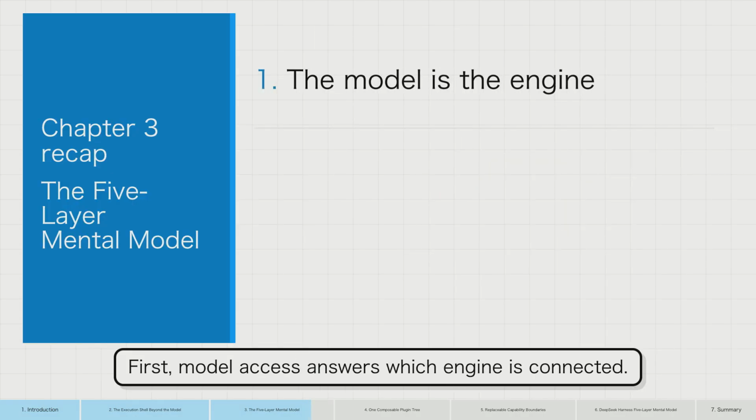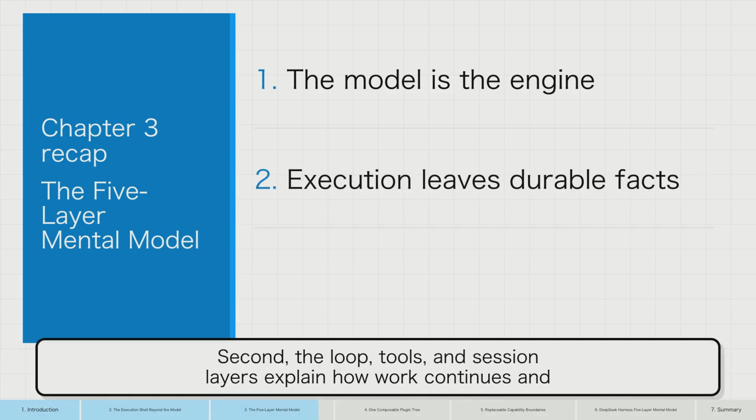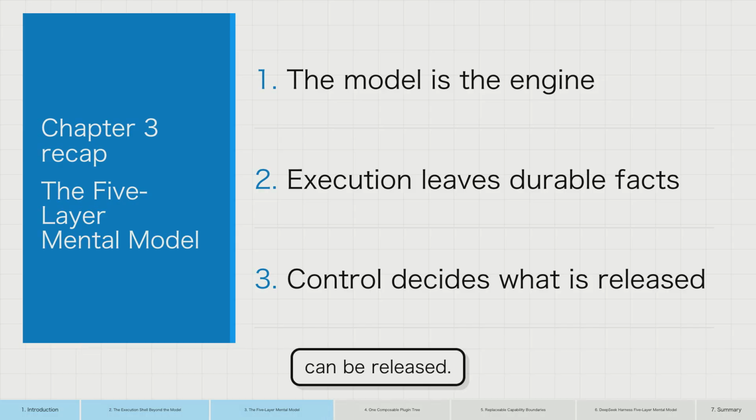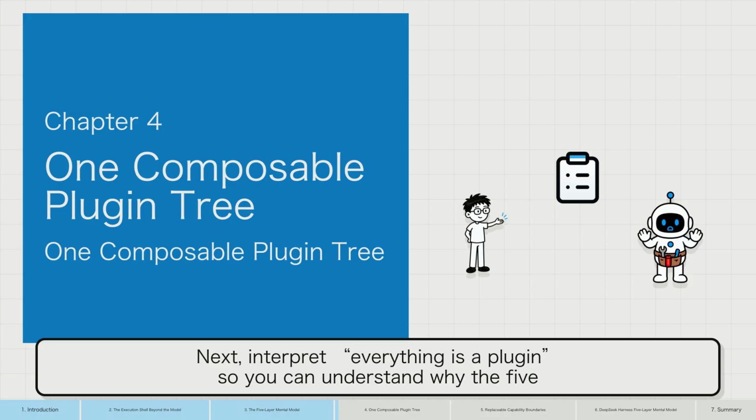Chapter recap. First, model access answers which engine is connected. Second, the loop, tools, and session layers explain how work continues and leaves facts behind. Third, control and surfaces explain where execution runs and which actions can be released. Next, interpret everything as a plugin so you can understand why the 5 layers can be recomposed.